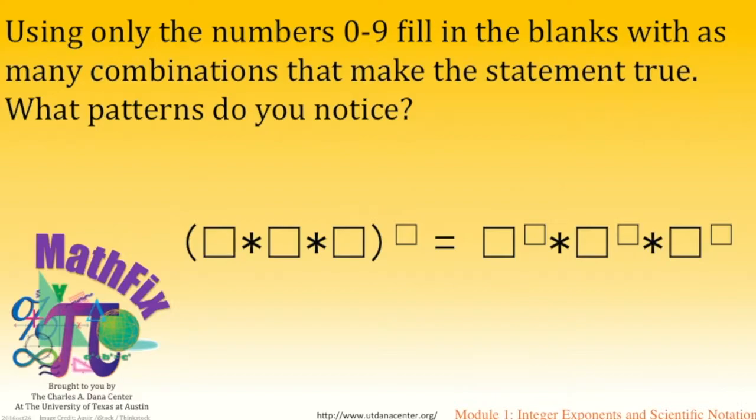In this task, students are given the directions to use the numbers 0 through 9 to fill in the blanks for a very simple exponent equation. They do not have to use all the numbers and can certainly repeat some of them. The key to this problem is then finding the patterns to the work they are doing.